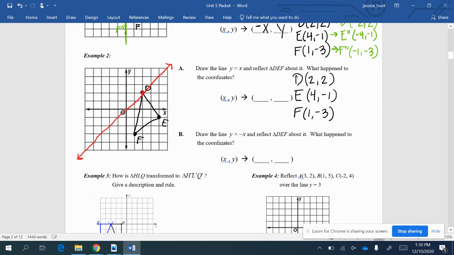So here, reflecting across this line, D stays the same, so this is also D prime. If a point is sitting on the line of reflection, it does not move. So D prime stays at 2, 2.